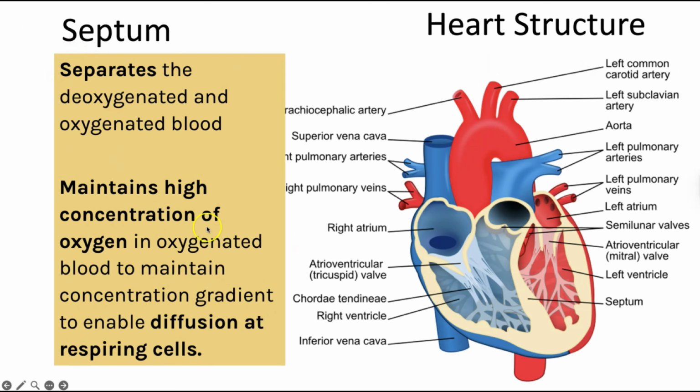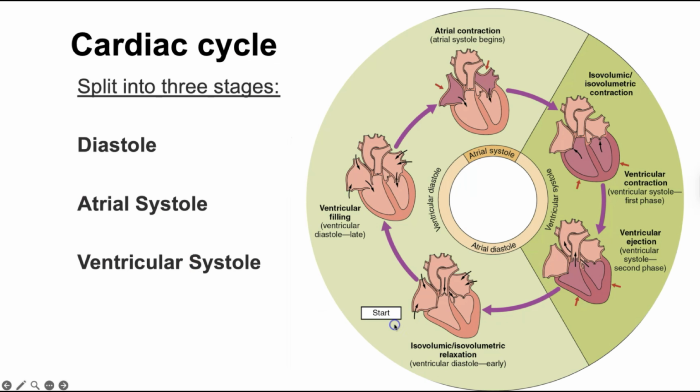The septum, now this isn't technically on the spec, but just to make you aware, the septum is the part of the cardiac muscle that runs down the middle, separating the left and the right side, meaning the oxygenated blood from the deoxygenated blood, and that is going to help maintain concentration gradients for diffusion, because you're going to have far higher concentration of oxygen being pumped around, whereas if this all mixed together, it's going to decrease the concentration of oxygen in the blood.